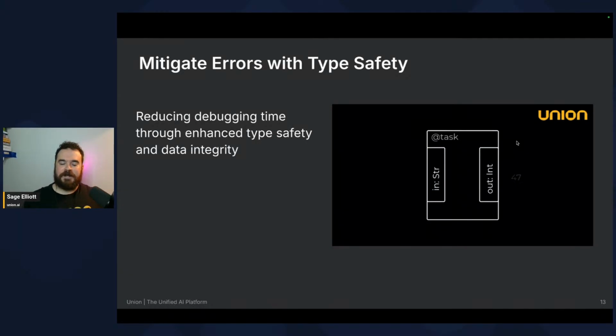Mitigating errors with type safety. Again, if you've used other languages, you're probably familiar with typing, but basically it allows you to debug and catch errors way faster locally. There's several libraries that can help you implement this in Python as well. But basically, if you're defining a task and you're taking input as a string and your output should be an integer and you mess up the code somewhere, it can yell at you at runtime or compile time saying you messed up the code, and it saves a lot of time.